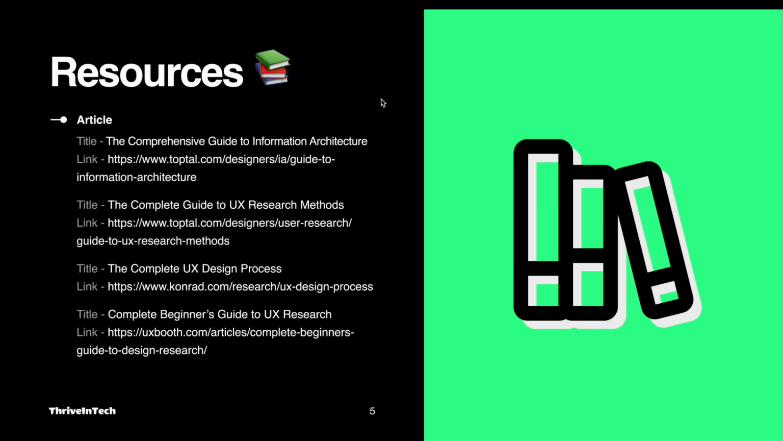So the last resource is articles. This week's topic is sectioned into 3 subtopics, right? So that's why the articles are up to 4 also, and the articles are focused on each of them. The first one is the comprehensive guide to information architecture. The other one is the complete guide to user research methods. The third one is the complete UX design process. I had to add the UX design process for us, because we also need to understand some things about it, right? Knowledge is never too much or a waste. And the last one is a complete beginner's guide to UX research.